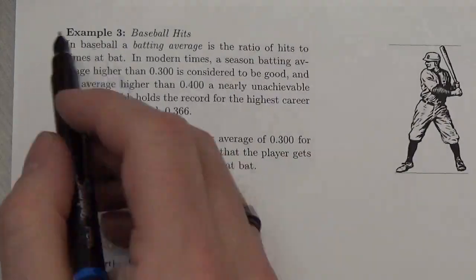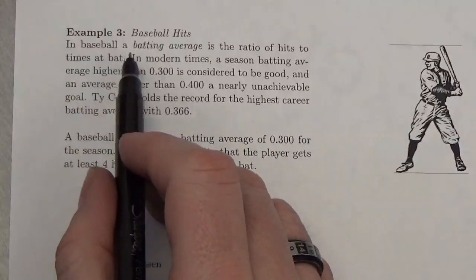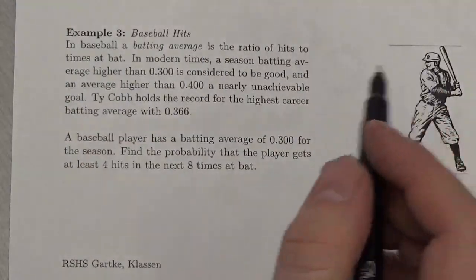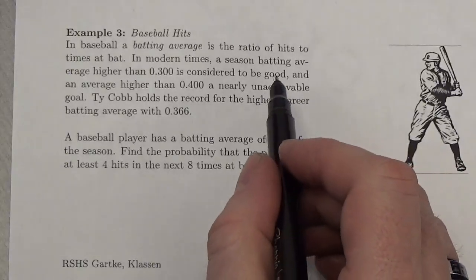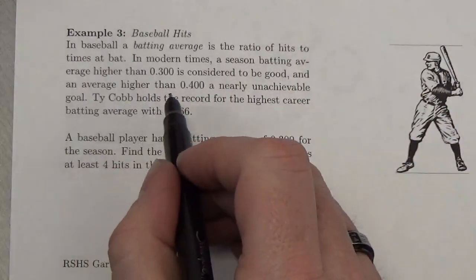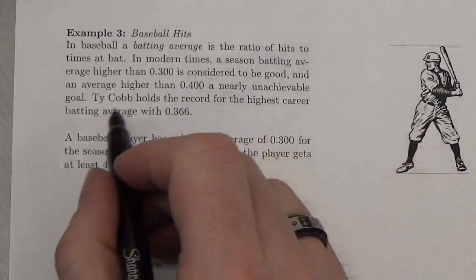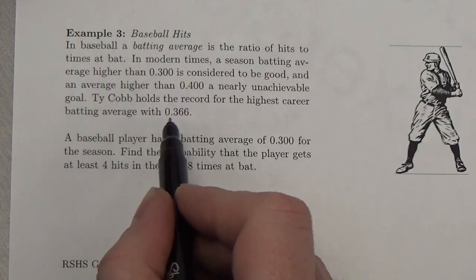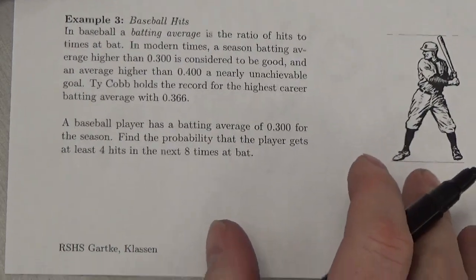Okay, so here's our third example. It says, in baseball, a batting average is the ratio of hits to the times at bat. In modern times, a season batting average higher than 0.3 is considered to be good, and an average higher than 0.4 is nearly unachievable. And to give you a little bit of information here, Ty Cobb holds the record for the highest career batting average at .366. All right, so here's the question.